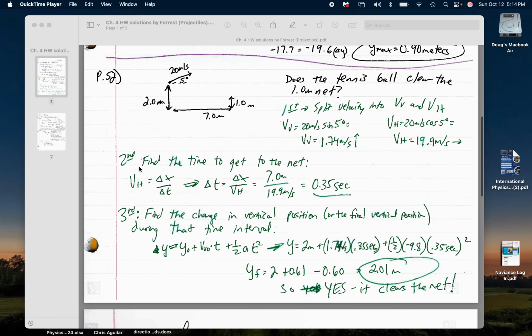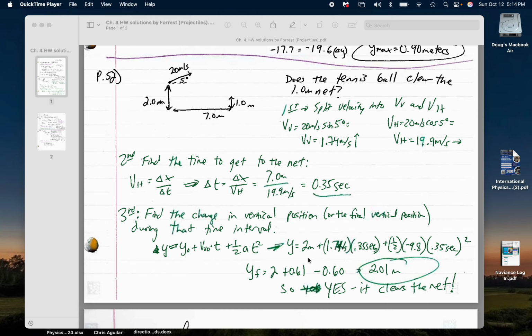Okay. Then I want to find the time it's going to take to get to that spot that's the net. So I'm thinking horizontally, so there's no acceleration. 7 meters divided by the horizontal speed gives me 0.35 seconds. Then I can find the change in vertical position during that time, or I could find the final vertical position after 0.35 seconds, which is what I did.